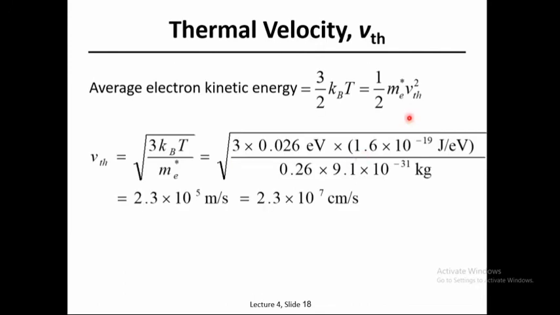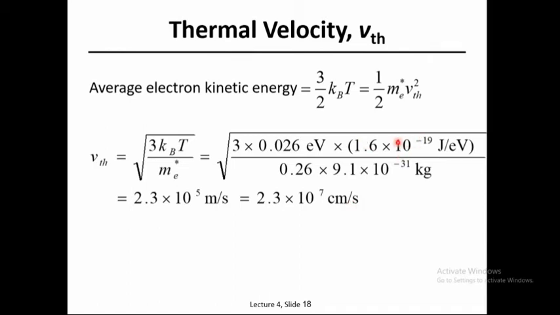In here, what we did, we just substitute for kBT. We multiply by 3 over, the half is gone, so 3 kBT is equal to m effective times the velocity square. So V thermal is the square root of 3 kBT over the effective mass. So 3 kBT is equal to 0.026 electron volt, and I have to change it from electron volt into volt. That's why I multiply by 1.6 times 10 to the minus 19 joules per electron volt, and then just to have the units in meter per second or in centimeter per second.